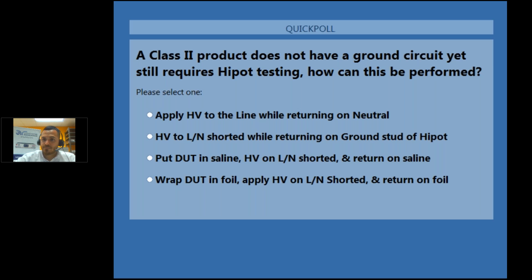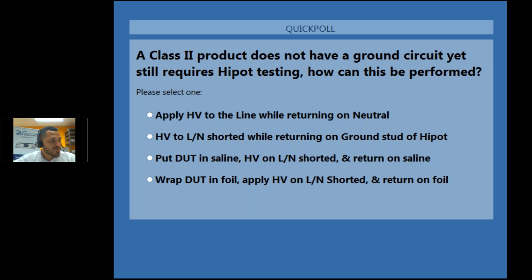Hi everyone. So the poll question is: a Class 2 product does not have a ground circuit yet still requires Hipot testing. How can this be performed? Select one: apply high voltage to the line while returning on neutral; high voltage to the line and neutral shorted while returning on ground instead of the Hipot; put the DUT in saline, high voltage on the line and neutral shorted and return on saline; or wrap the DUT in foil, apply high voltage on line and neutral shorted, and return on foil. So I'll keep this open a little longer.